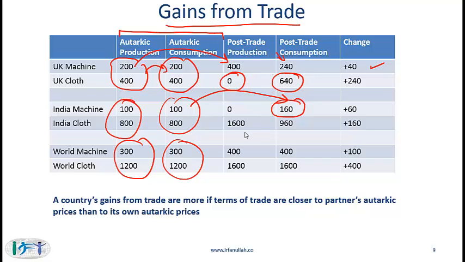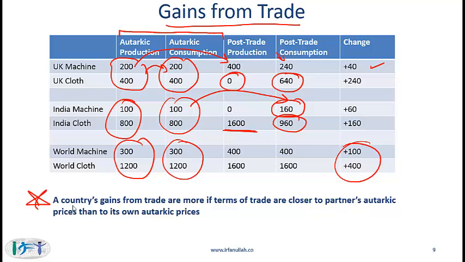As far as cloth is concerned, now the production has increased substantially from 800 to 1600, and the consumption has also increased. So in a world where there is trade, the consumption in both countries has gone up. So we can say that both countries overall are better off.